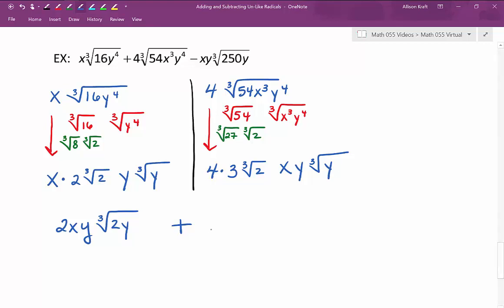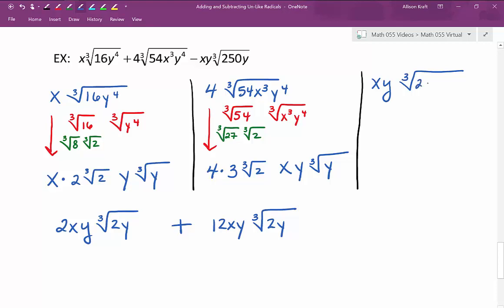Cleaning up what we have, multiplying what's on the outside, we get 12xy. Putting everything under one radical, cube root 2y. One more to simplify. xy times the cube root of 250y. I'm going to remember to bring the xy straight down. I need to simplify the cube root of 250 and the cube root of y.